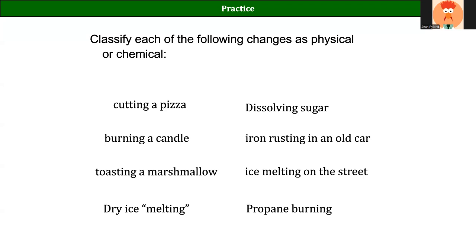But dry ice melting. Has anybody ever played around with dry ice? A little bit? Physical? What do you get when dry ice melts? CO2. Dry ice is solid CO2, solid carbon dioxide. It doesn't really melt because you don't get a liquid forming. It sublimes, and you go straight from solid CO2 to gas CO2. But it's just a phase change. It's just a weird one that you're not as familiar with as water.